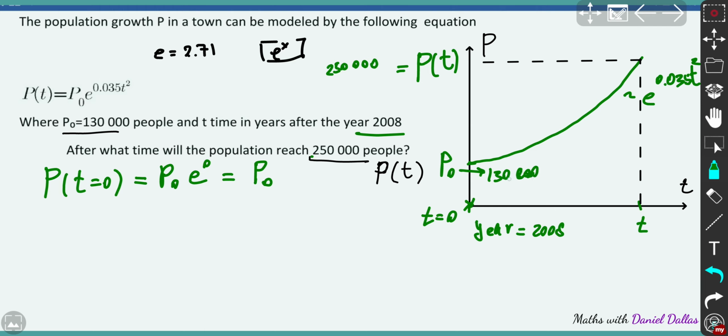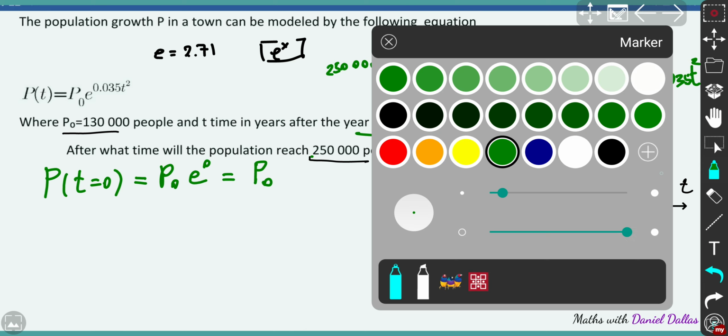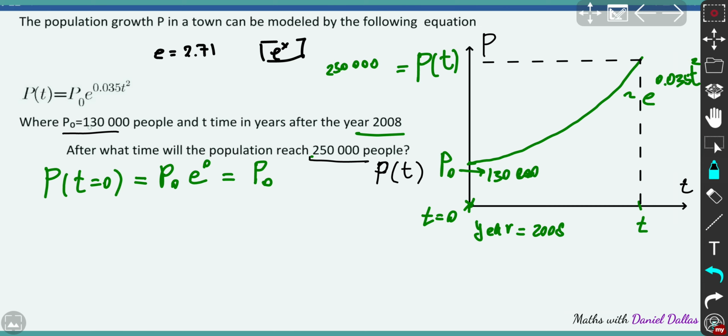So what we're going to do, graphically I just showed you in case you want to understand how it can be modeled and what the graph looks like. So right now we just need to plug in the values. Instead of the function P of t, we're taking 250,000 here, and that will be equal to 130,000 times e to the power 0.035 t squared. So your variable t that you want to find is in an exponent.